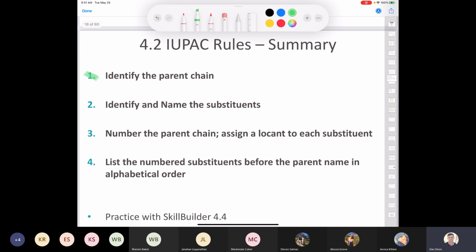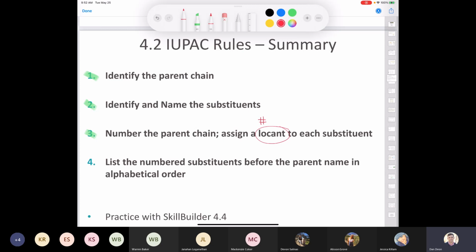First of all, you identify the longest carbon chain, whether it's linear or cyclic. You identify and name the substituents, a chloro, a bromo, a methyl, an ethyl, a propyl, an isopropyl, a tert-butyl, a sec-butyl, an isobutyl, a butyl, whatever. You number the parent chain and you assign a locant. A locant is nothing more than a number to each substituent. So say 1, or 2-methyl, 3-ethyl, things like that.